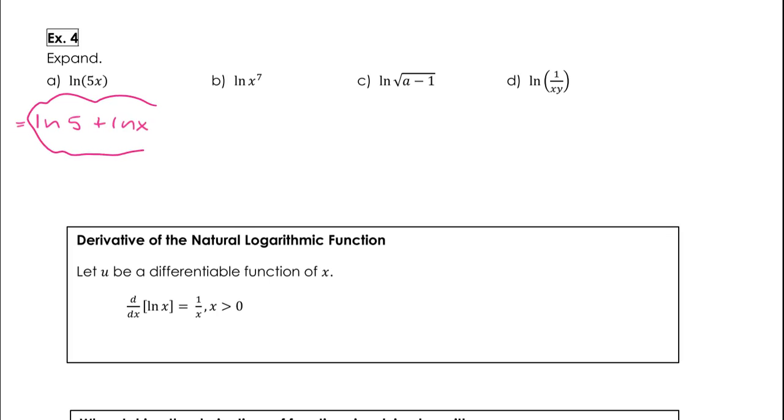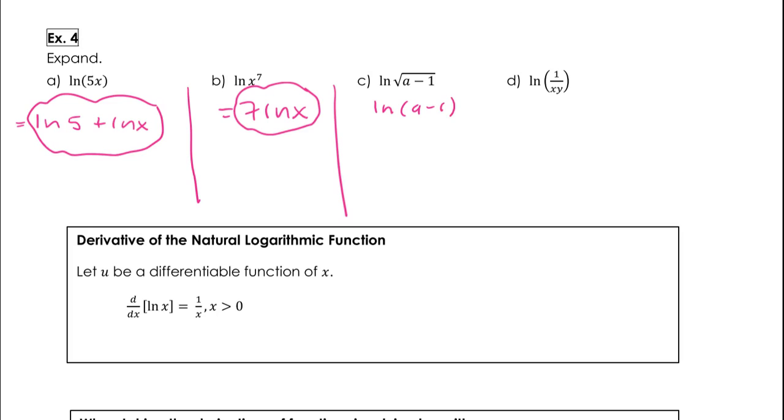Again, if you want to try these on your own, great idea. Next one, we have something to a power. In this case, we're allowed to bring that down in front, and you get 7 natural log of x. Okay, on the next one, this radical, I'm going to rewrite it as a minus 1 to the half. Now we're allowed to bring that down in front.